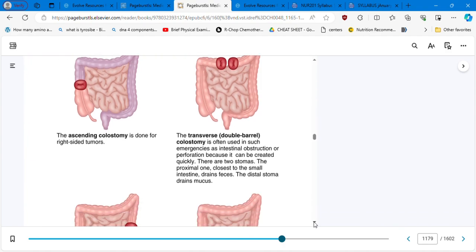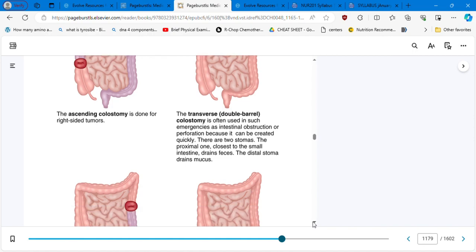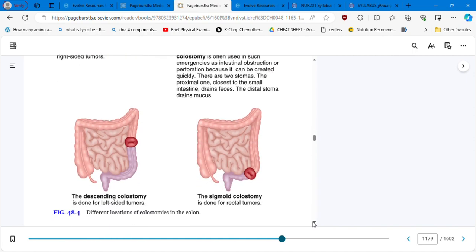On the left, we have the ascending colostomy, done for right-sided tumors. Then we have the transverse double-barreled colostomy, often used in emergencies such as intestinal obstruction or perforation because it can be created quickly. There are two stomas, and the proximal one closest to the small intestine drains feces, okay? And the distal stoma drains mucus. Interesting. And then we have the descending colostomy, done for left-sided tumors, and then the sigmoid colostomy is done for rectal tumors.